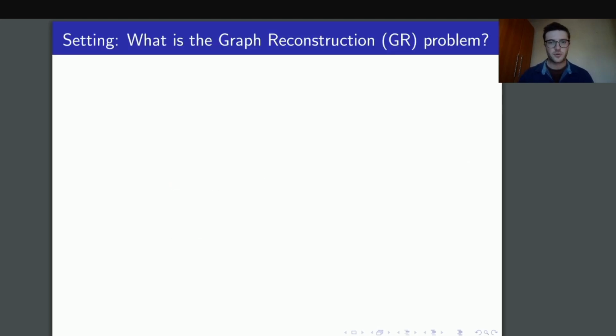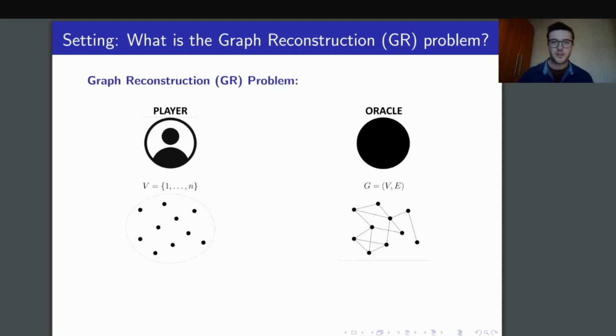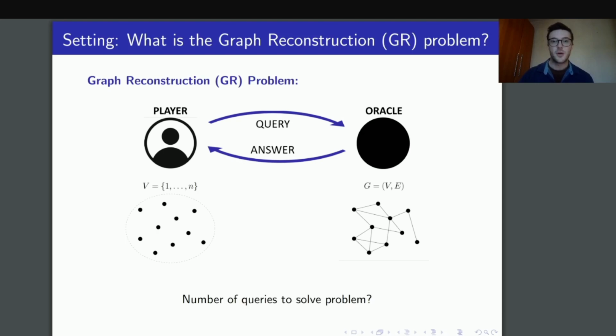Let's start by setting the problem of graph reconstruction. This problem consists of two parties, a player and an oracle, where the player only has access to the vertex set of an input graph, whilst the oracle has access to the entire input graph. The player is required to learn the edge set, and thus the whole input graph, from the oracle. The player can achieve this by making queries to the oracle, for which the oracle responds with an answer. Here we are concerned with the number of queries that the player has to make to the oracle to solve this problem.